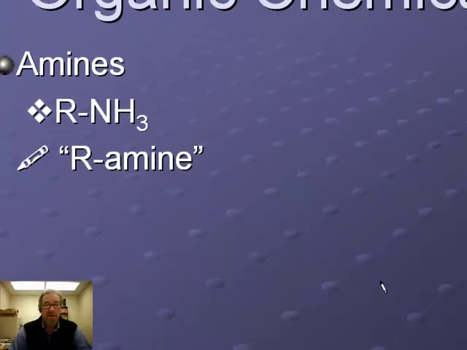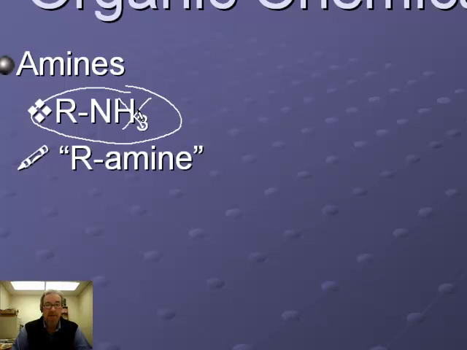Amines. Amines are substituted ammonia. So what I've got here is an alkyl group attached to an NH3. And I should probably just cross out the H part because often the H's are all missing, or at least some of them are missing, where the alkyl groups are attached. So R-amine is how we name it. We name the word part for the hydrocarbon group and then follow with amine.